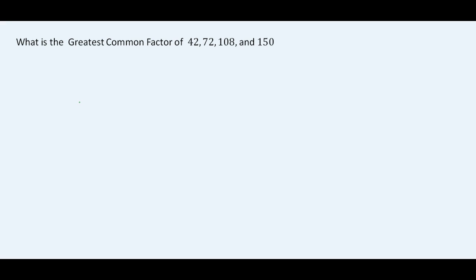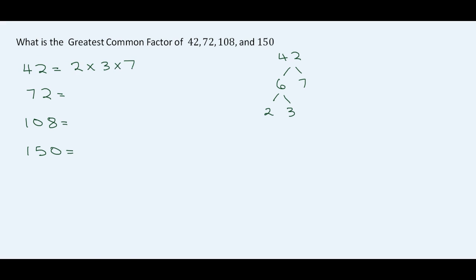Final example. What is the greatest common factor of 42, 72, 108, 150? With this example I'm going to use the method for creating the factor trees that doesn't require you to know the smallest prime factor. So we're going to start with 42. One thing we know for 42 is we have 6 multiplied by 7. So 6 we can decompose to 2 and 3. So 42 is 2 multiplied by 3 multiplied by 7.